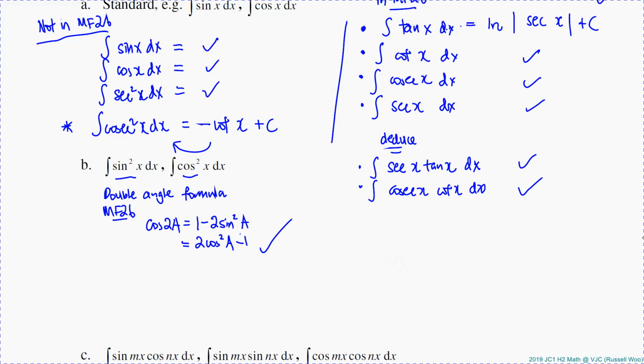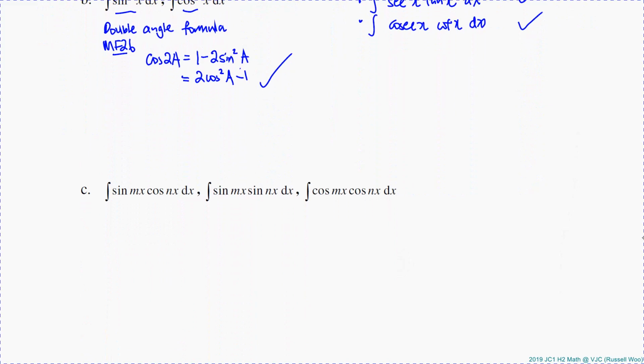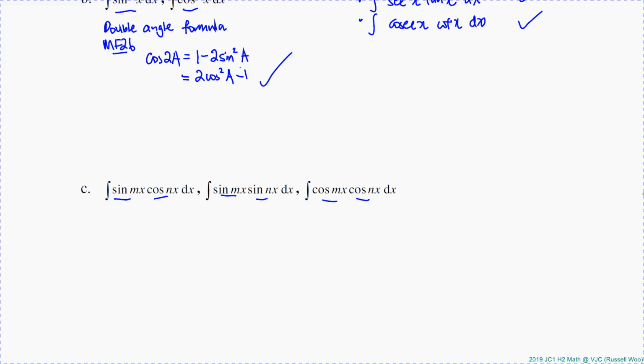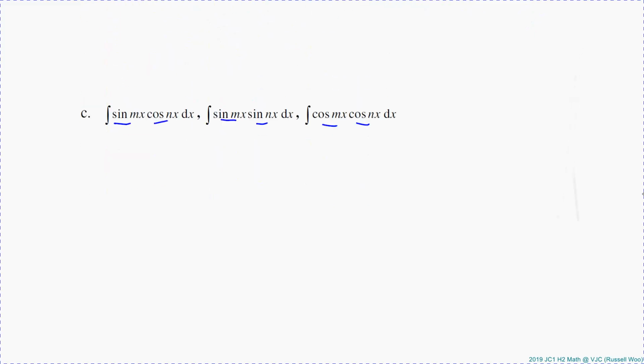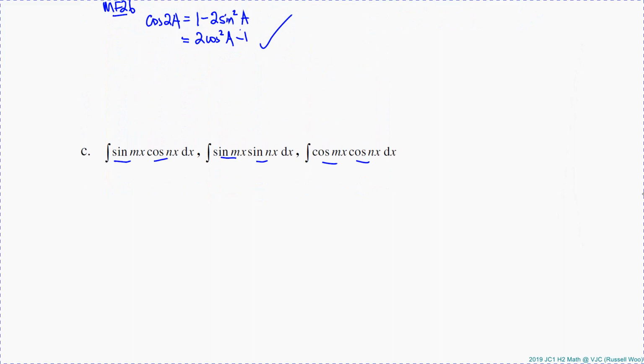Alright? Now, this is the form that is slightly trickier. Sine times cosine, sine times sine, cosine times cosine. It's easy for me to illustrate using one example. Let's say I want you to integrate sine 3x cosine 2x. First, I want to say that this is a product. Correct? A product is very difficult to integrate. If it's a sum, it's a lot easier.